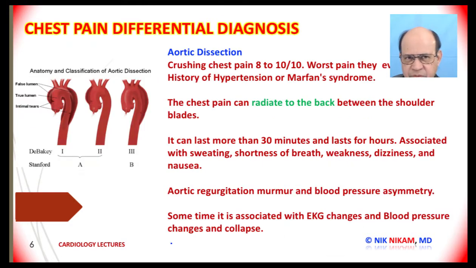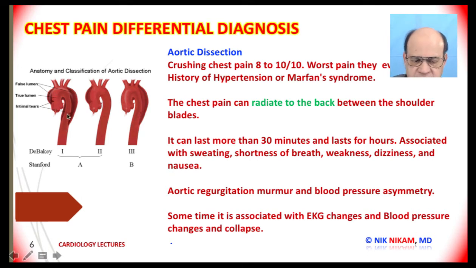Okay, let's talk about aortic dissection. Aortic dissection can occur in the proximal portion of the aorta, or it can involve the entire aorta: the ascending aorta, the aortic arch, and the descending thoracic aorta, or it can just involve the descending thoracic aorta or the abdominal aorta. Generally speaking, the most commonly occurring one is type 1, which involves the ascending part of the aorta, the arch, and the descending thoracic aorta.